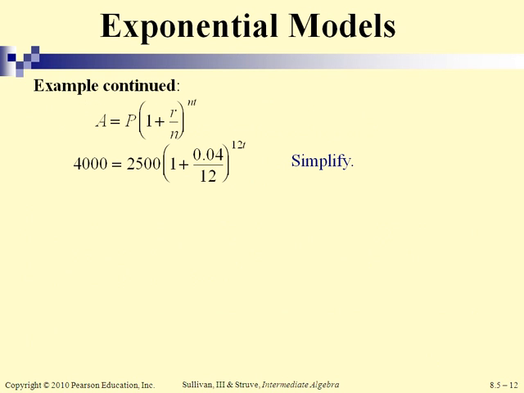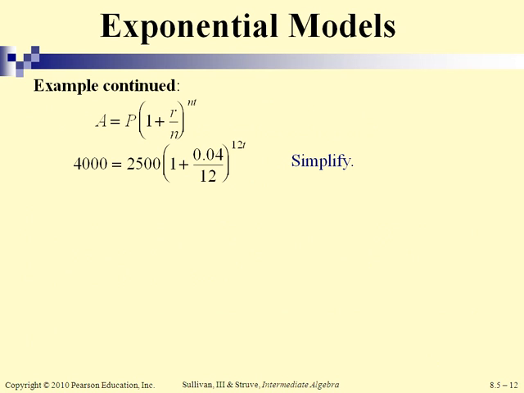Okay, A is the final money. P is 2,500 times (1 plus 0.04 over 12) to the power NT. N is 12 times T. You want to find T. How long, right? What would you do? You would try to what?